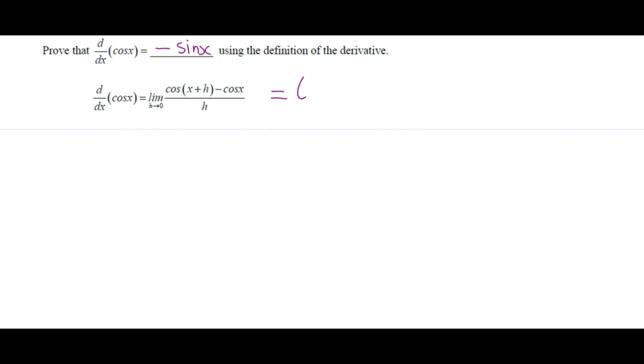Here, so let's do this. Equals the limit, so I can try and squeeze this in. So cos(A + B), I'll start you out there, is cos A, which in this case is x, cos B, which in this case is h, minus sine A, which in this case is x, sine B, which in this case is h.